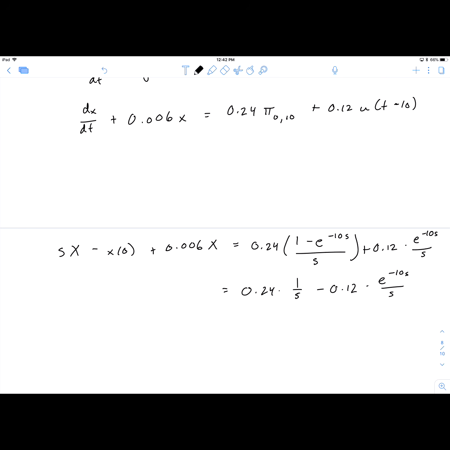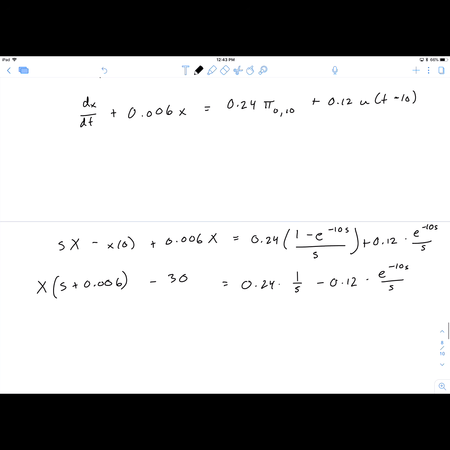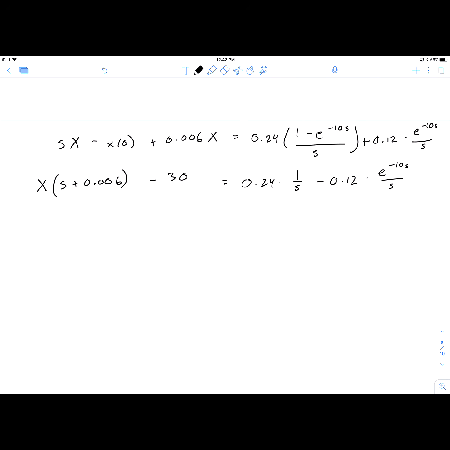All right, so that equals the left-hand side. We can factor out a capital X, and then x of 0 was 30. So then, as always, we're going to solve for capital X, and then we're going to have to do a partial fraction problem and then work backwards. So solving for X is relatively straightforward.